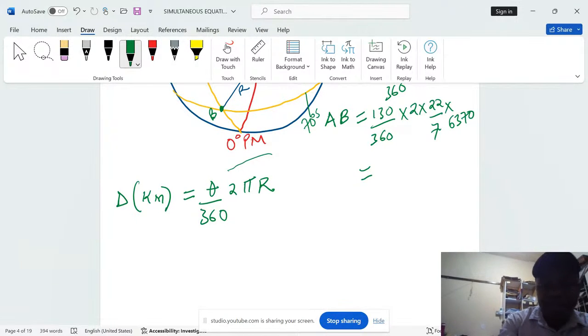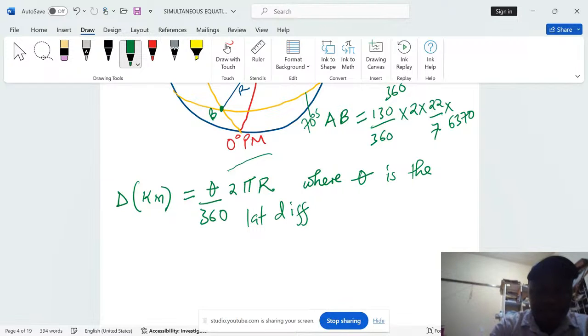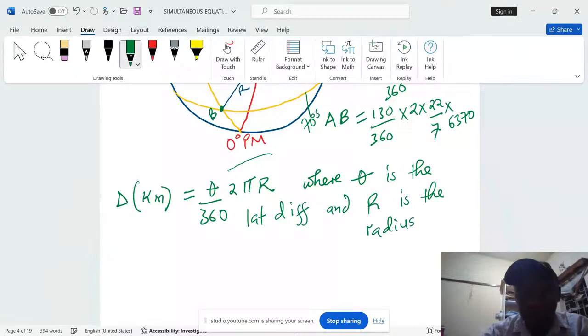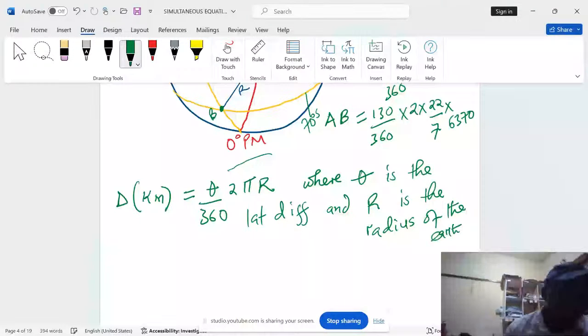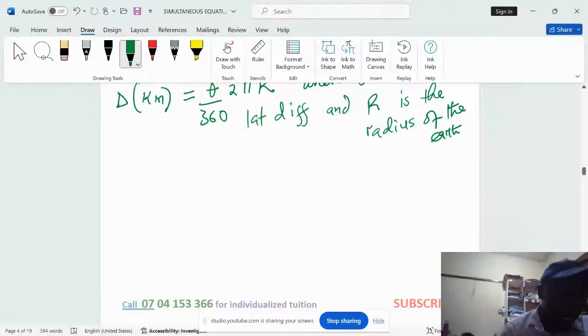In this case, theta is the latitude difference, and R is the radius of the Earth. The radius of the Earth will always be provided. That is usually a constant, in kilometers.